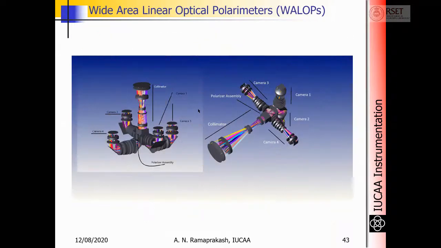What we are planning to do is to build unique wide field polarimeters, 2 of them. One will go to Greece, it's called WALOP North. Another one will go to South Africa, it's called WALOP South. And these will do simultaneous polarimetric surveys of large areas of the sky. Unfortunately, I don't have time to explain what the purpose of it is.